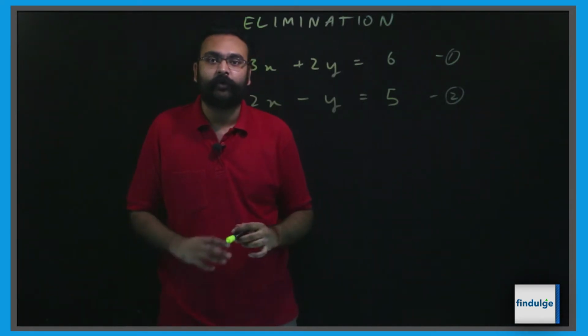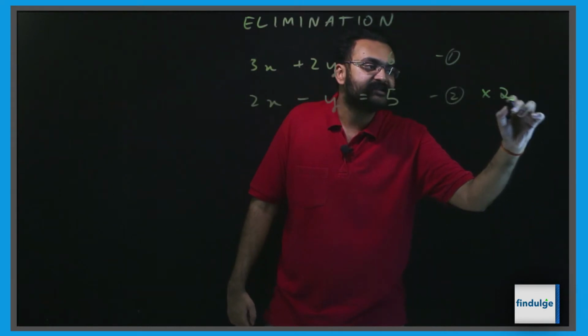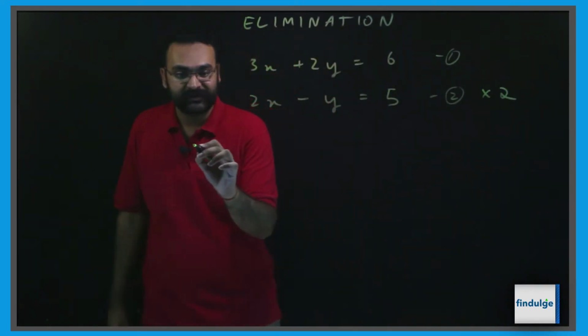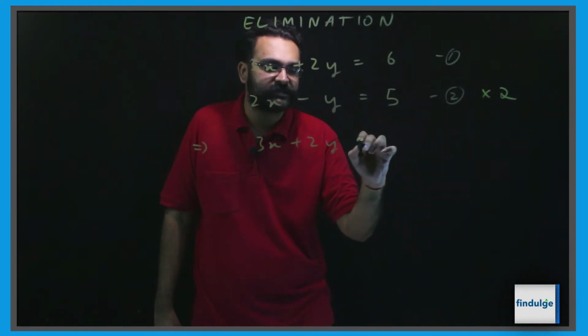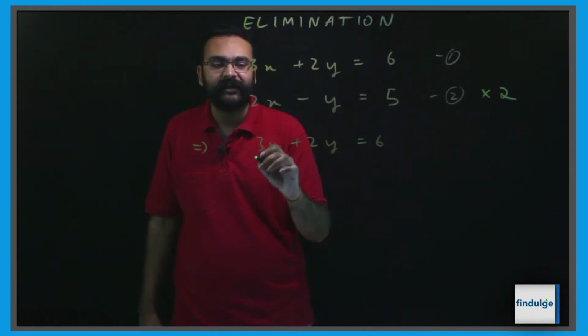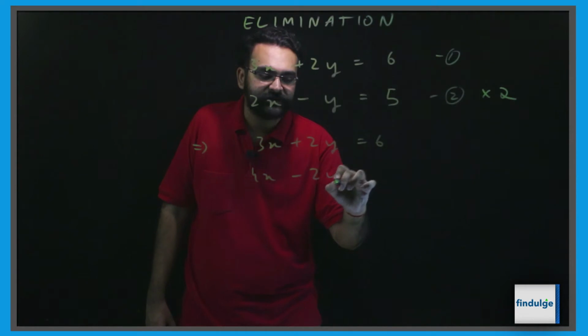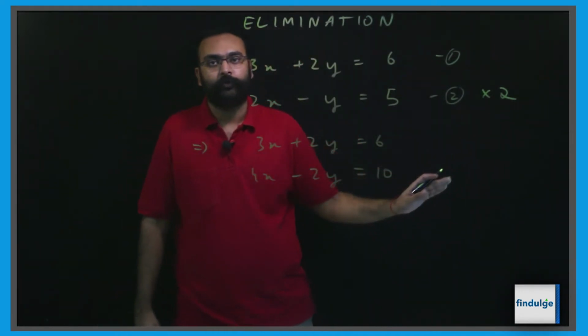So that is exactly what we're going to do. We're going to multiply our second equation by 2. This would result in a situation where the first equation does not change, it is still just this. But the second equation becomes 4x minus 2y is equal to 10. We multiply throughout by 2.